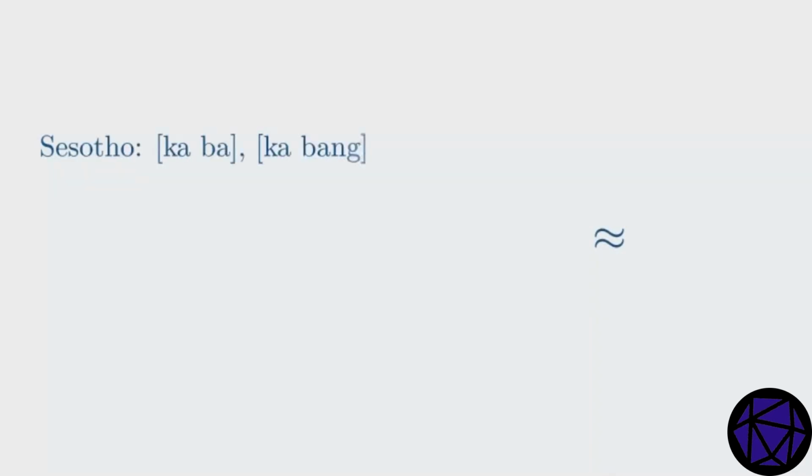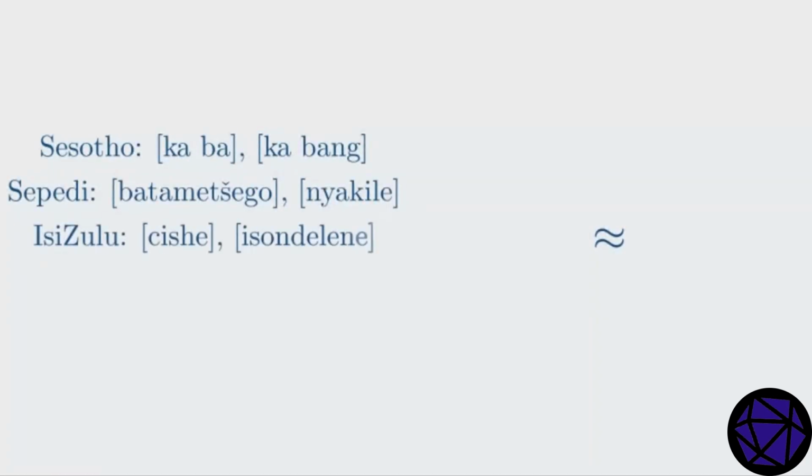It looks like 2 wavy lines. In Sesotho, we say kaba or kabang. In Sepedi, it's batametsego or nyakile. And in IsiZulu, we say chishi or isondelene.